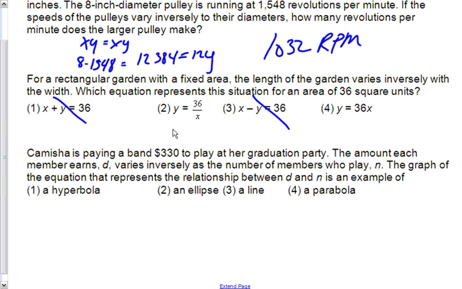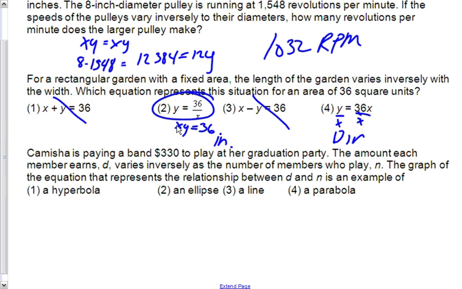Well, if I look, 36 is fixed. So this is like xy equals 36. This over here is x over y equals 36. Okay. If you look, this is a direct variation. This is inverse or indirect. Okay. And think about it. If you have a fixed area of 36 units, if the width goes up, the length better go down to keep that. So 2 is our final answer. Okay.